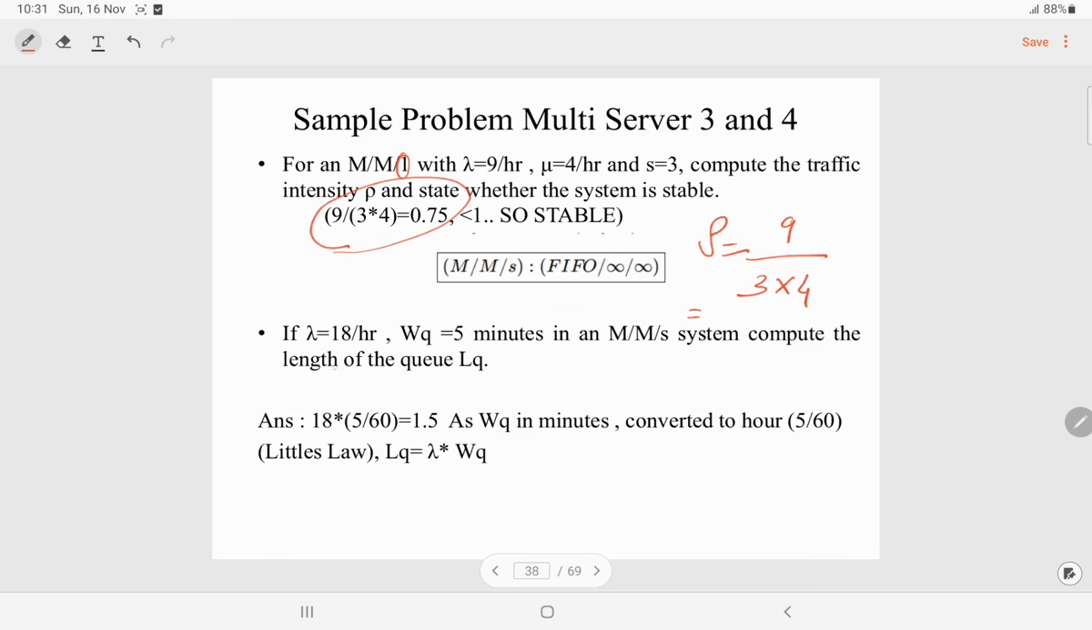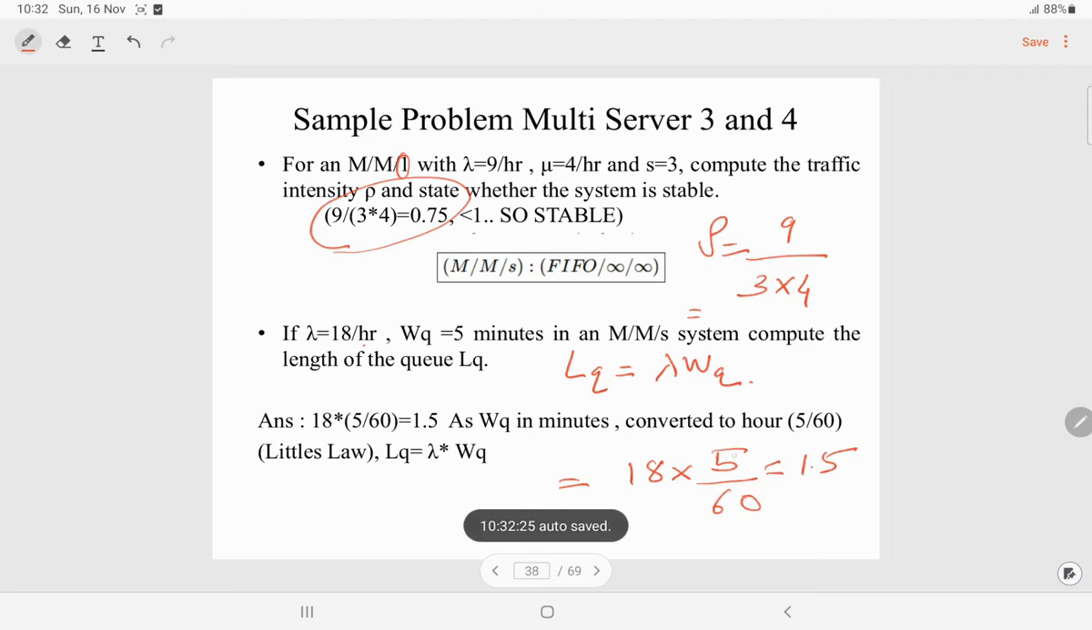Now look at another question. If lambda is 18 per hour and WQ is 5 minutes, compute the length of the queue. So for the length of the queue we can easily find LQ, lambda into WQ. Here lambda is 18 per hour and WQ is in minutes, so we have to convert that into hours: 18 into 5 by 60. Solving that gives 1.5. 18 by 12, that is 3 by 2, equals 1.5. So this is how the questions will work out.